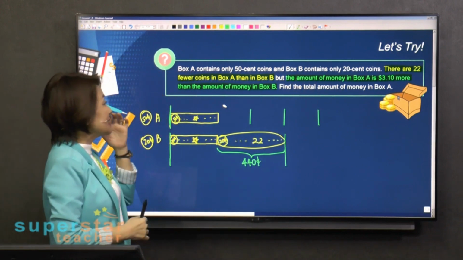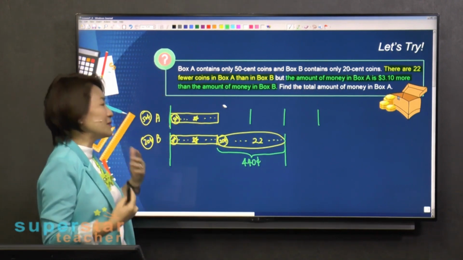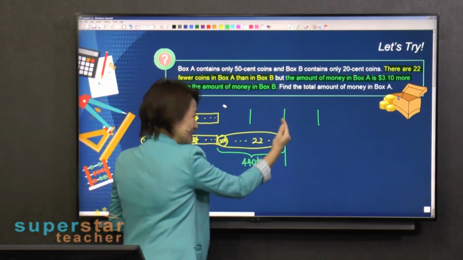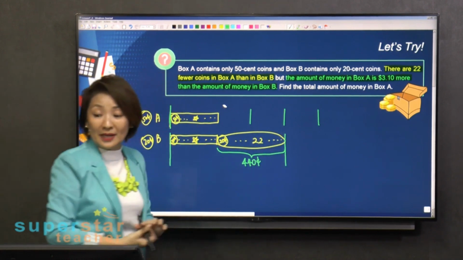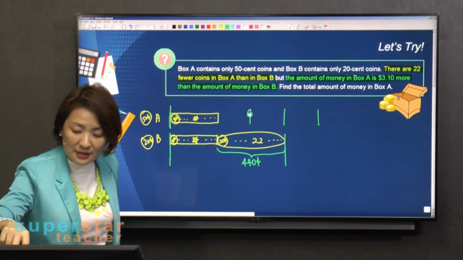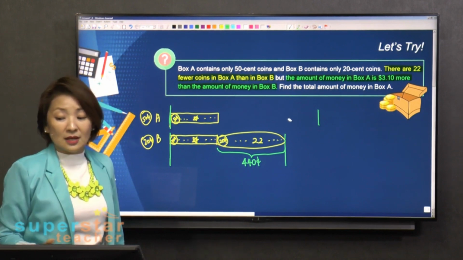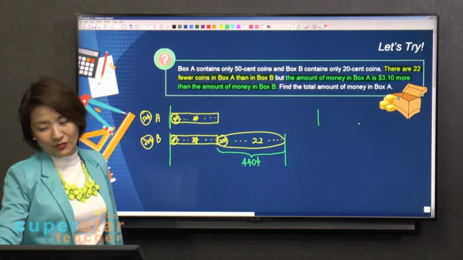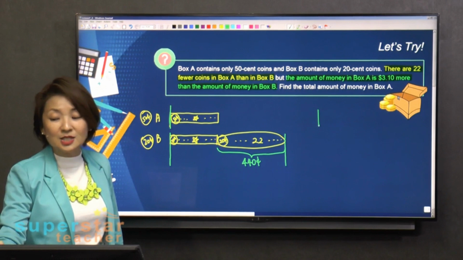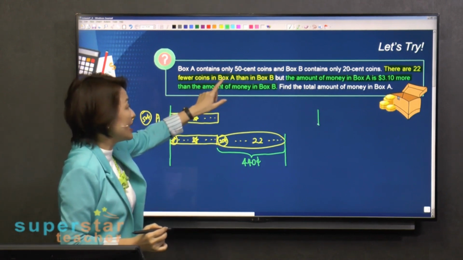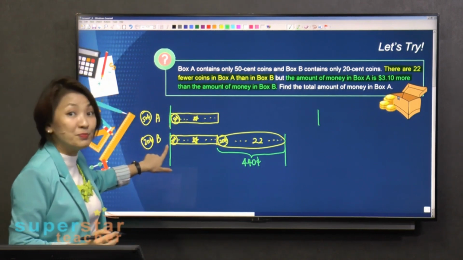If the question says the amount of money in box A is equal to the amount of money in box B, yes, then you do it here. You understand? So this is out. This is out. This is out. Only this, of course, you want to draw further, also can, alright? Only this shows you that the value of A is more than the value of B.